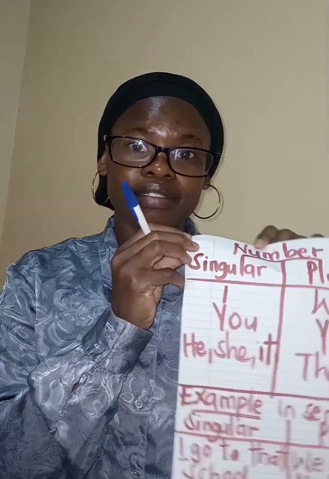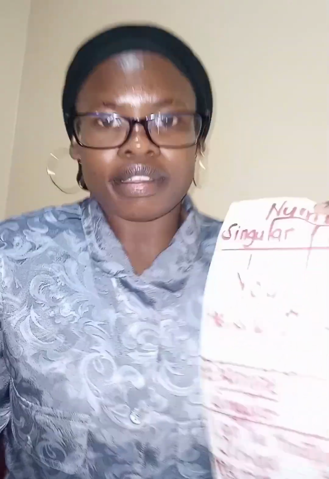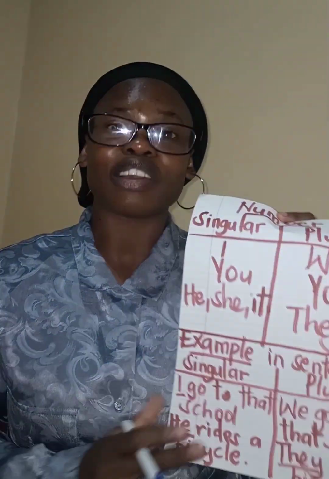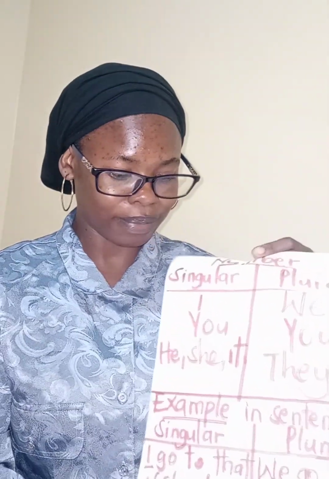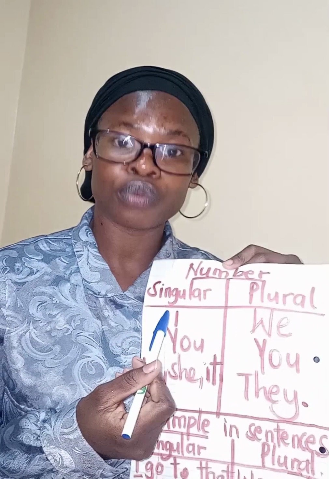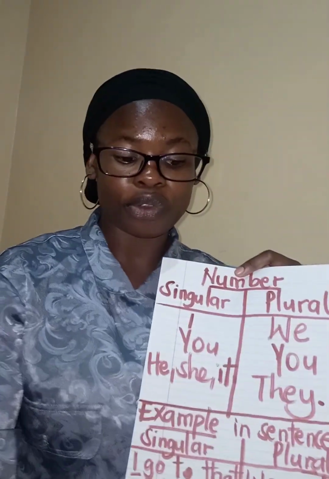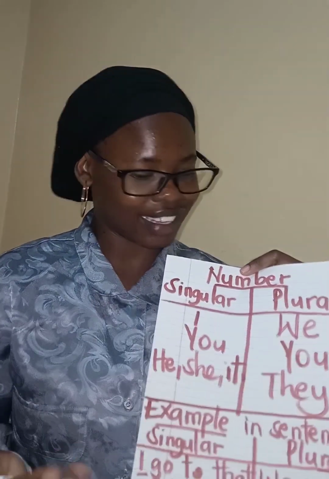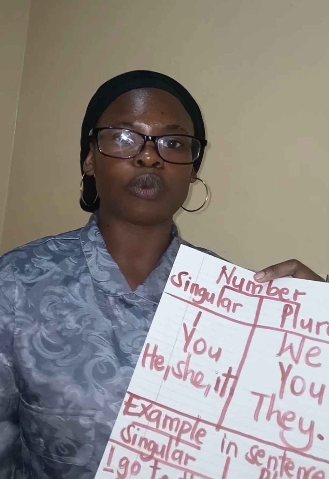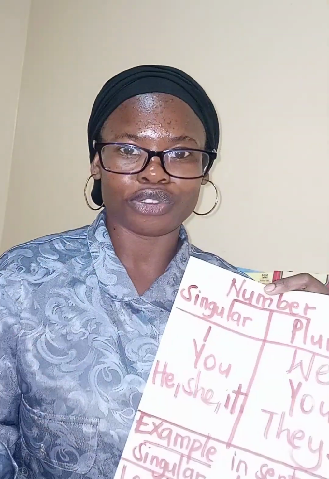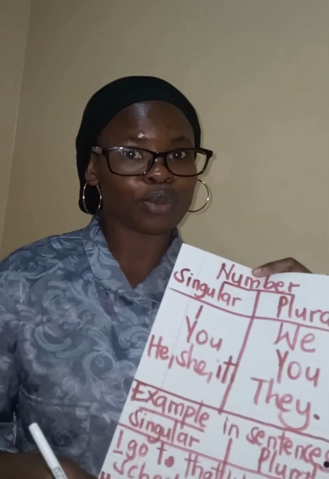I have a box there. On the first part, it has personal pronouns in the singular forms, and then on the second part we have personal pronouns in the plural forms. The first one I have is I, and the plural form of I is we. I am going to school. We are going to school. One person, you say I am going to school. Two or more people, we say we are going to school.